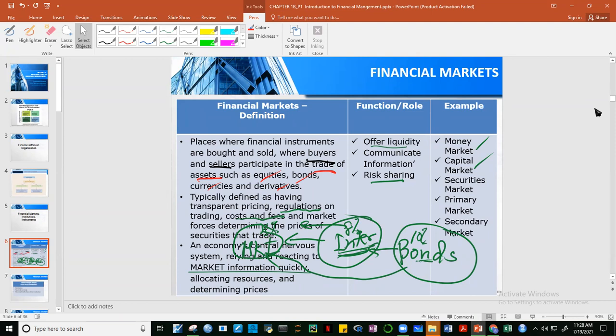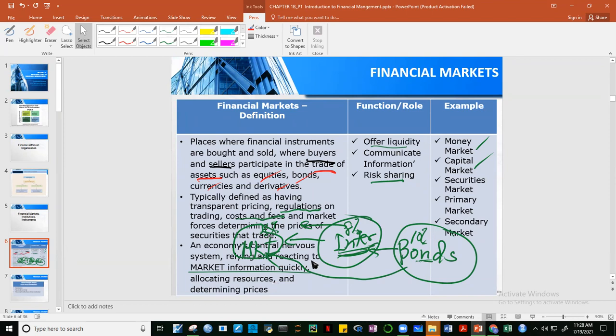So may transparent pricing, may regulations, okay? And markets are very important to the nation's economy. Parang nervous system yan, no? Okay, where the reaction of investors in the market provides a very, very vital information. Okay, and that's important for would-be investors kasi makikita nila na, okay, itong mga information na to, alam nila kung how they'll go about with their investments. Kung i-invest ba sila sa company na to o hindi sila mag-i-invest. And as I mentioned a while ago, ito yung nagde-determine ng stock prices, no? Yung law of supply and demand.